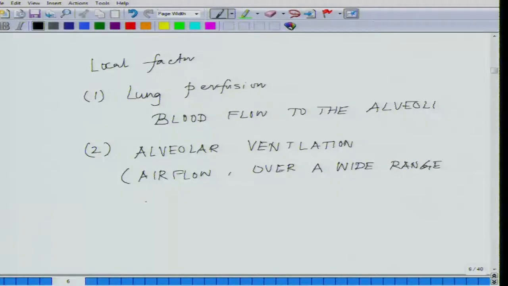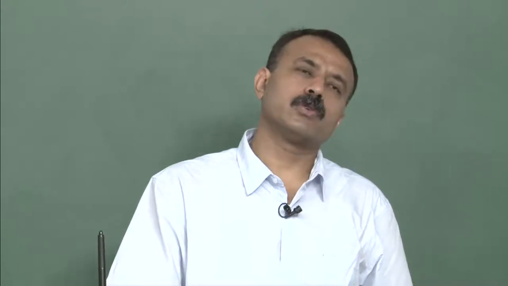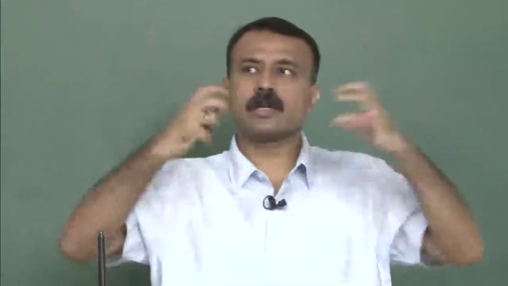What does this essentially mean? Suppose we are in a situation where there is a lack of oxygen in the environment and we need to take in more oxygen. The first thing needed here is that more and more blood should flow to the lungs. That is what I meant by lung perfusion. The more blood goes, whatever oxygen is there in the environment, you can pick it up, because you are exposing your system to more and more oxygen.